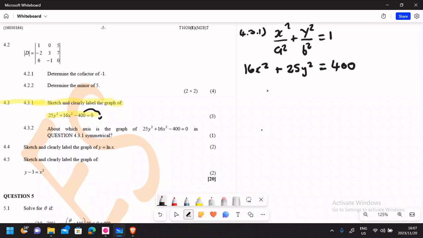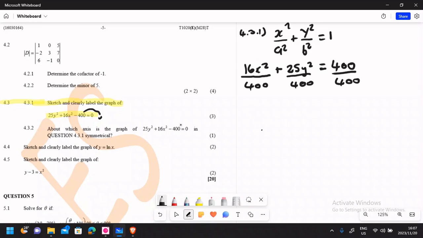Now remember the aim is that this equation must equal 1, not 400. So in order for us to have it equal to 1, we divide by 400. Let's divide by 400. There we go. We are dividing by 400.